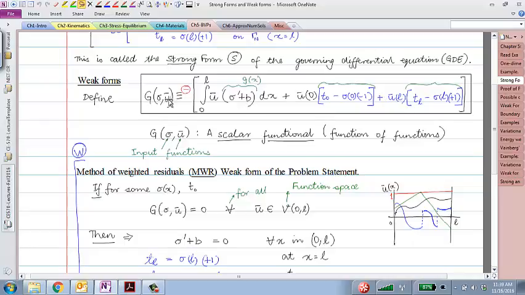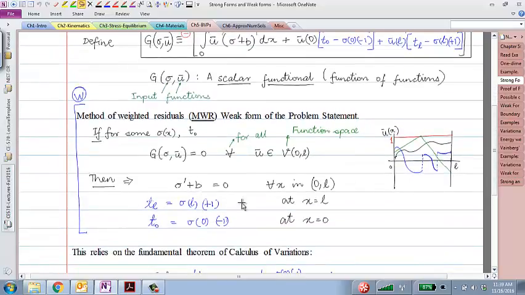This functional happens to be a scalar value if you do all of these integrals. If this scalar value of the functional is 0 for all possible u bar functions, the weighting functions from a space of functions, then we know for sure that that can happen only if this part is 0, this part is 0, and this part is 0. That means that if this statement is true, then what we have is a solution to the original strong form of the problem that we had laid out.